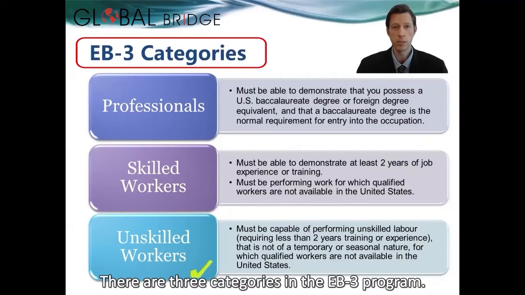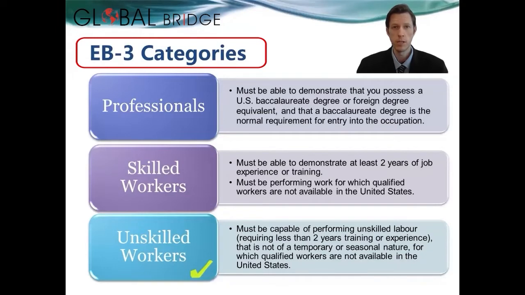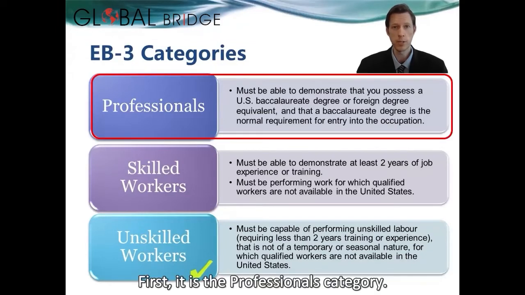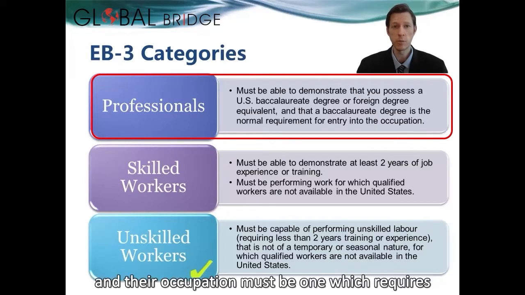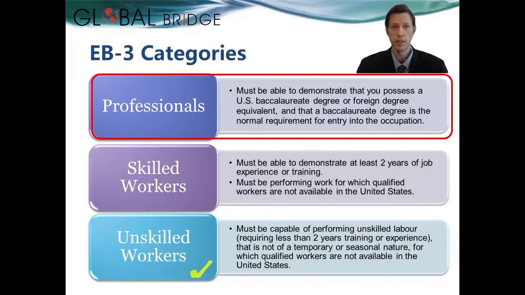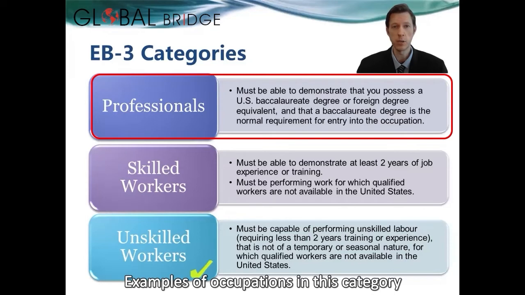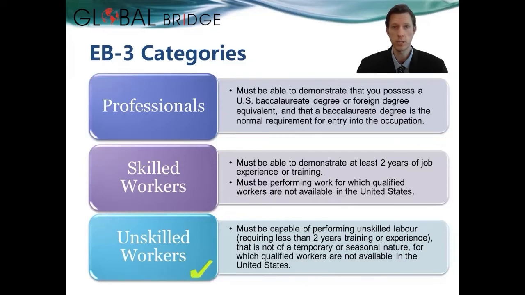There are three categories in the EB-3 program. First is the professionals category. People in this category must have a bachelor's degree, and their occupation must be one which requires a bachelor's degree in order to perform the job. Examples of occupations in this category include engineers and teachers.